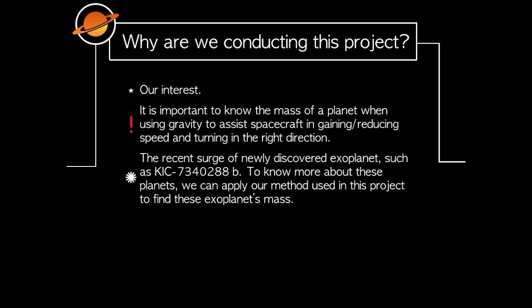Secondly, it is important to know the mass of a planet when using gravity to assist spacecraft in gaining or reducing speed, and turning in the right direction. It is also due to the recent search of newly discovered exoplanets, such as KIC 7340288b, a potentially habitable planet. To know more about these planets, we can apply our method used in this project to find these exoplanets' mass.